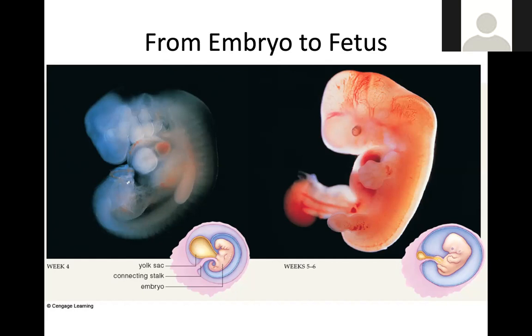But then after 5 to 6 weeks, it becomes a fetus. And then we see that the head is enlarging. You can start to see where the hands and the feet would be. They're almost fin-like, if you can see that, the webbing between the fingers and things like that.